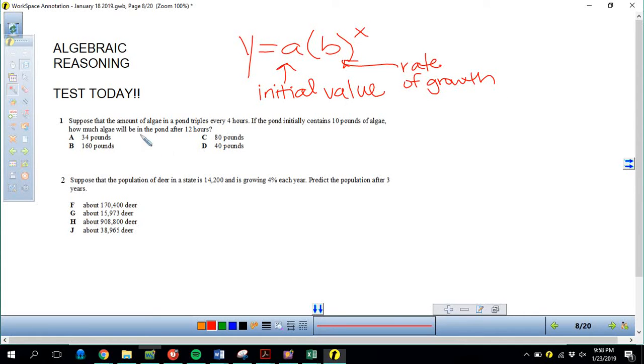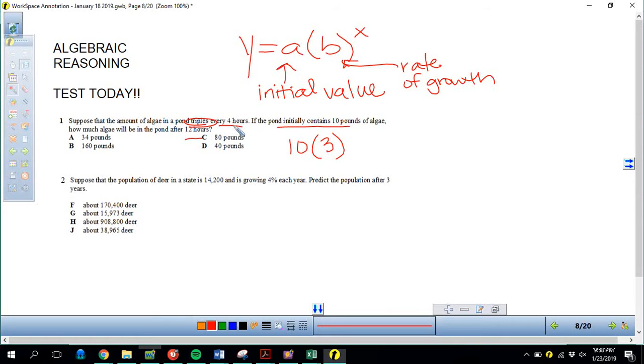So our initial value, it initially contains 10 pounds. So we got 10 times our rate of growth. In this case, it's tripling, so that'd be a 3. If it's doubling, it's a 2. Quadrupling, 4. And then we need to raise it. Our x is the time, but it triples every 4 hours. So after 12 hours, well, how many 4 hours go into 12 hours?